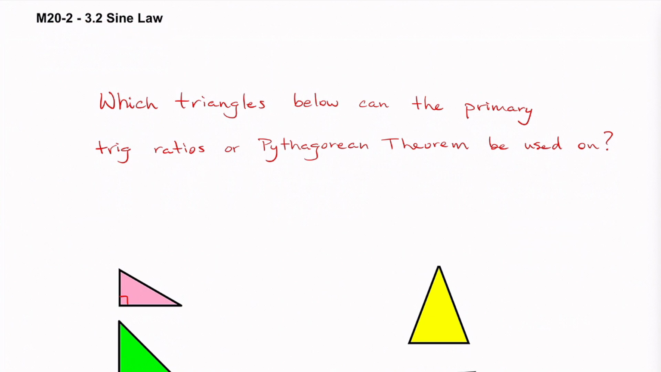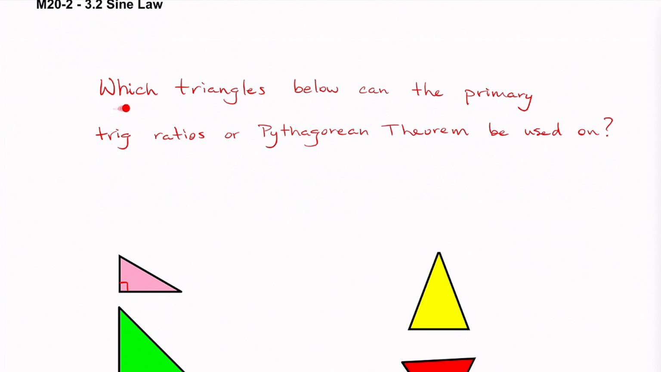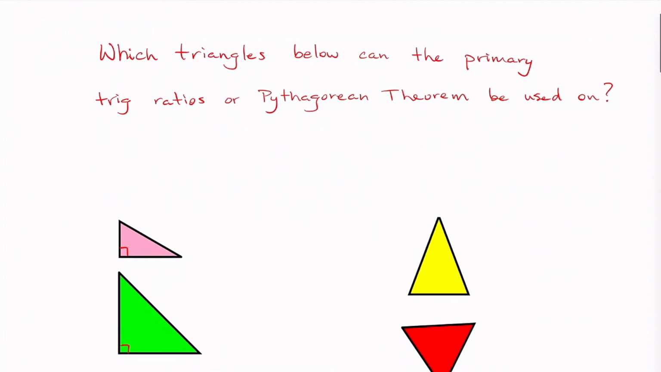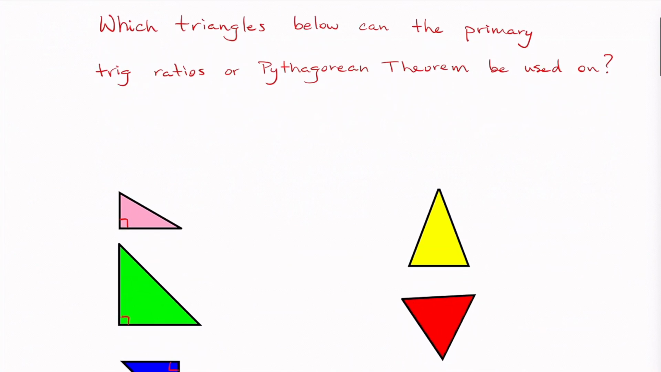In our last video we looked at trig ratios and also using the Pythagorean theorem. So if you need to watch that, go back and watch that. What we're asking here first though, it says, which triangles below can the primary trig ratios or Pythagorean theorem be used on? If you remember from the last video, there's only certain triangles that we can actually use these two things on. And trig ratios, those were our sine, cos, and tan ratio.